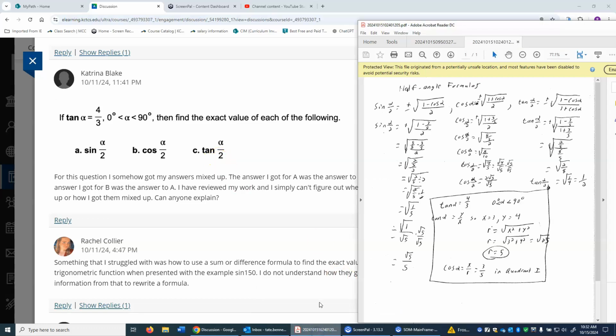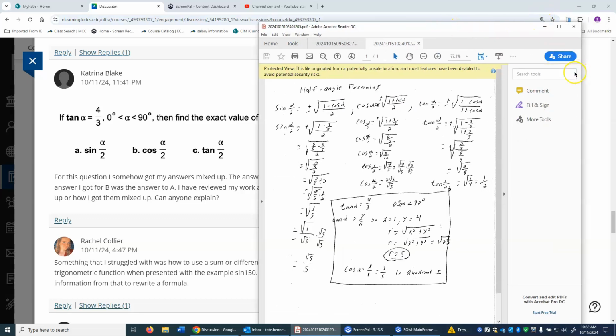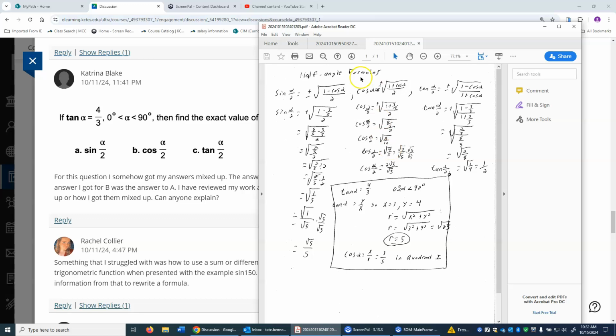So I've gone ahead and worked it out here. Start out with the half angle formulas. So here's the formula for sine alpha over 2, cosine alpha over 2 (I forgot the alpha over 2 here), and tangent alpha over 2. So there's the formulas. You can get them out of the textbook. Down here, we'll work this out first.